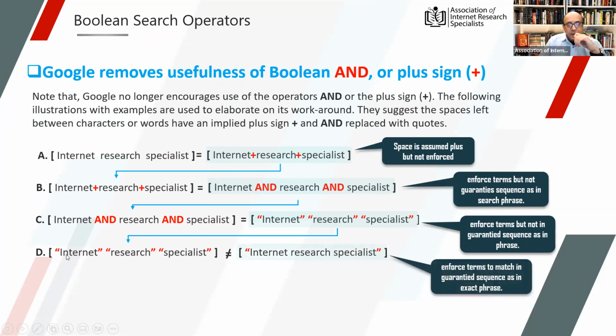In other words, it's saying that internet, research, and specialists, when placed in quotes as individual words, is not the same as when you put these three within the quotations. I think we've learned this part also, so it is kind of a revision. Don't think I'm teaching something new here with what we have in D. So "internet" "research" "specialist" is not the same as the phrase.